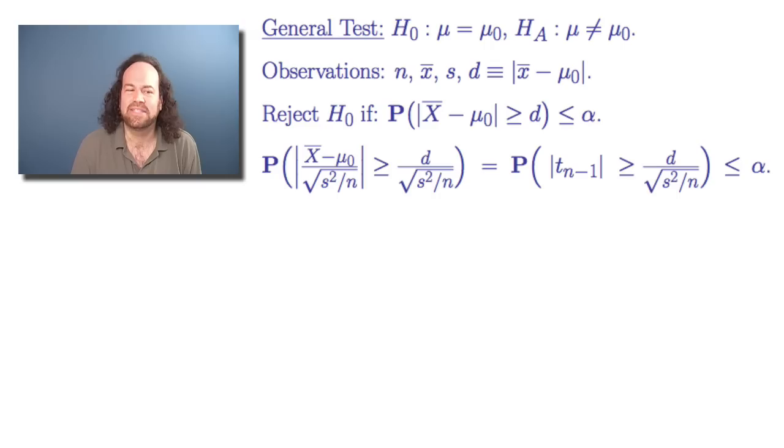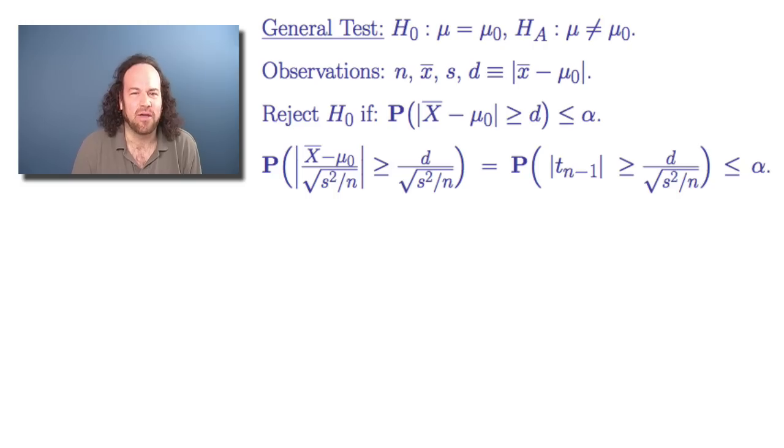And, well, we know that's the same as looking at, once we divide and so on, the probability that this difference divided by the square root of s squared over n is bigger than or equal to the corresponding value for what we observed. And then we say, well, that quantity on the left is approximately a t-distribution with n minus 1 degrees of freedom. And we want to know whether the probability that that is bigger than this value, d over square root of s squared over n, is less than or equal to alpha. So that's the rule for rejecting the null hypothesis.